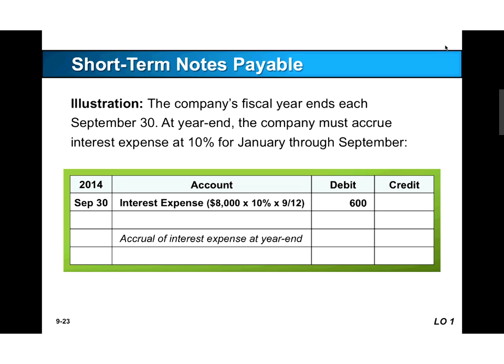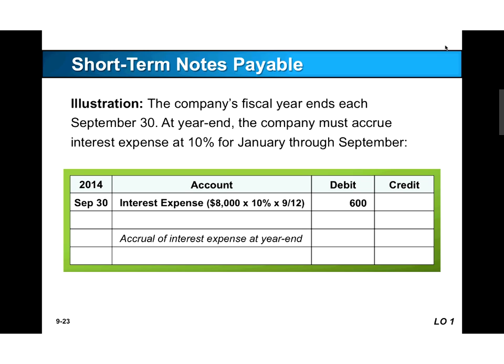What we're going to see is interest expense being debited for $600. Where did I get the $600? Well, it was the $8,000 note times 10% interest times 9 divided by 12. 9 is the number of months the note has been outstanding. We signed the note January 1st. This is September 30th, so that's 9 months out of 12. So 8,000 times 10% times 9 divided by 12 gives us $600 as interest expense.